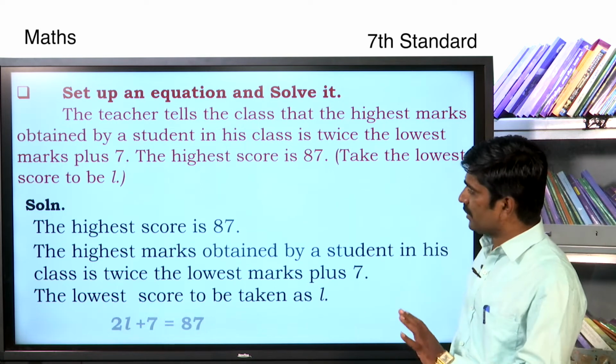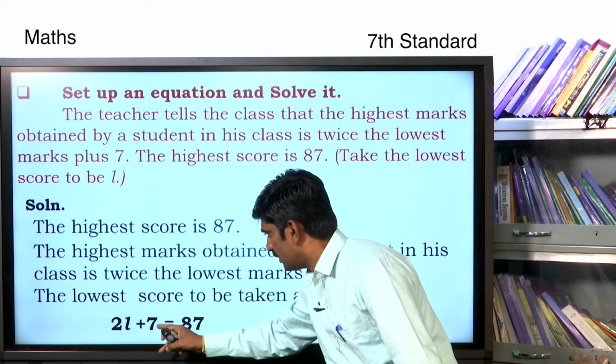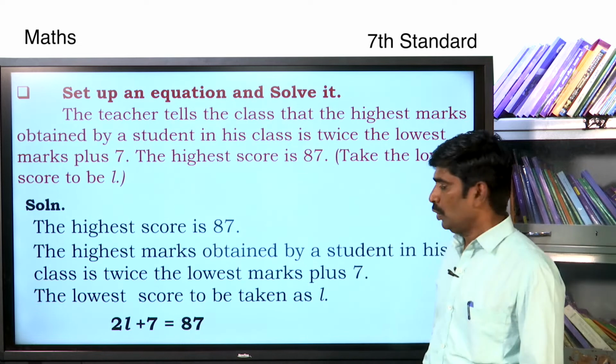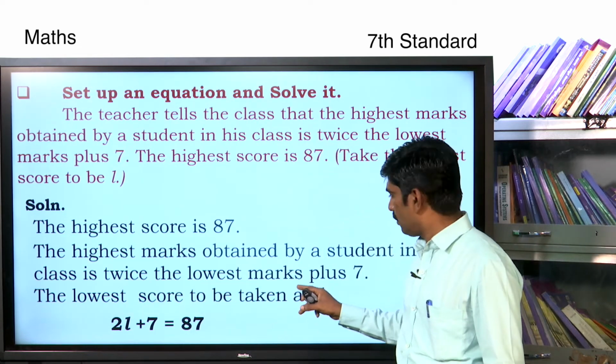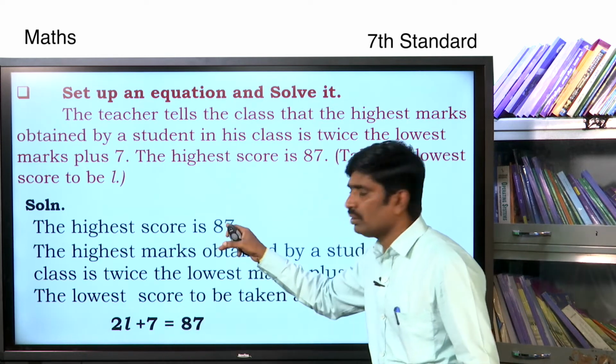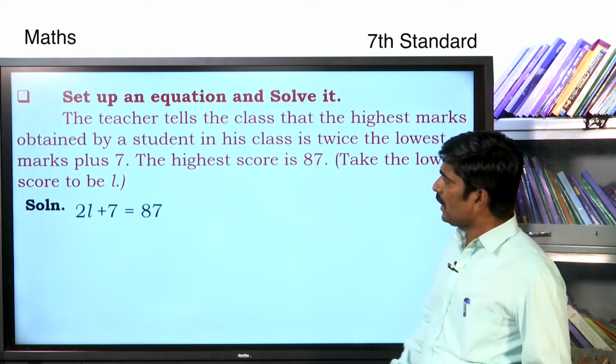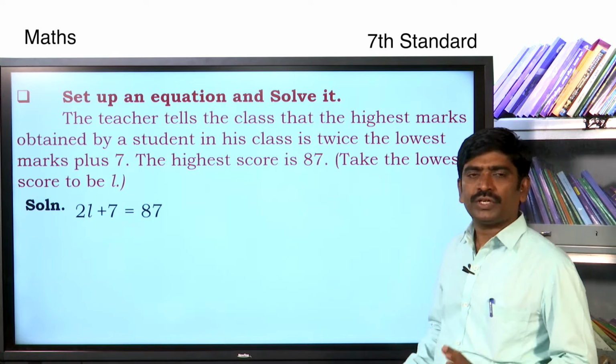Then what is the equation? 2L plus 7 is equal to 87. 2L means twice the lowest marks, plus 7, is equal to 87.